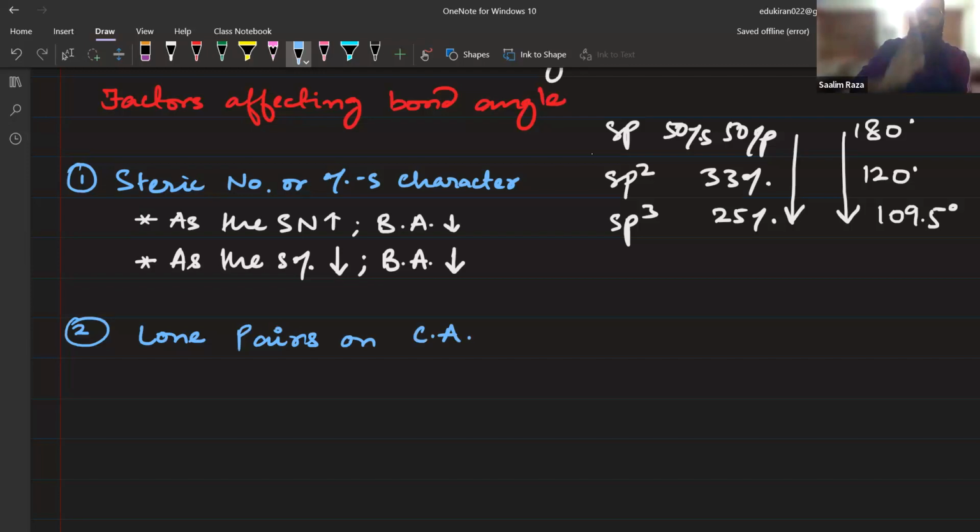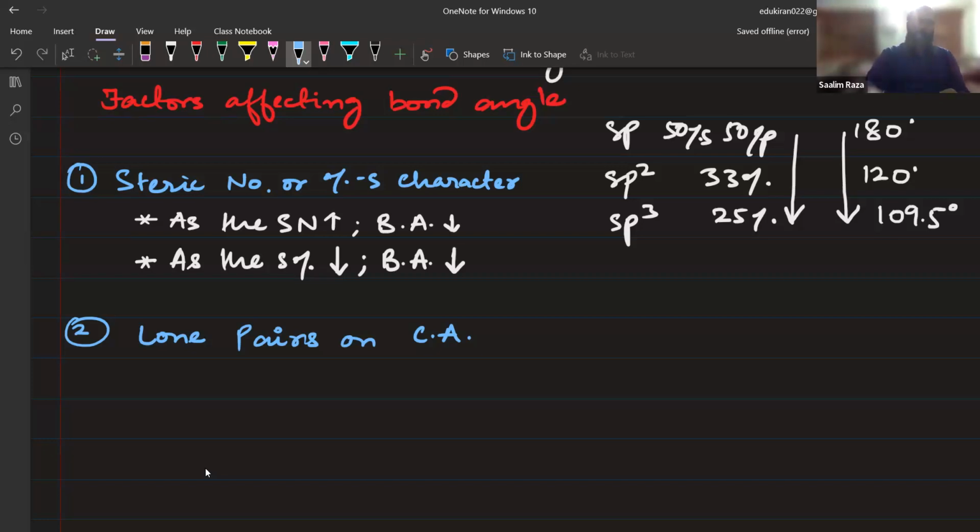Lone pairs on the central atom. First of all, we are going to look at steric number. Keep this in mind. Whenever we compare the bond angle, the first thing we look at is the steric number. After that, we look at lone pairs on the central atom. I want all of you, please go to steric number 4. Steric number 4.